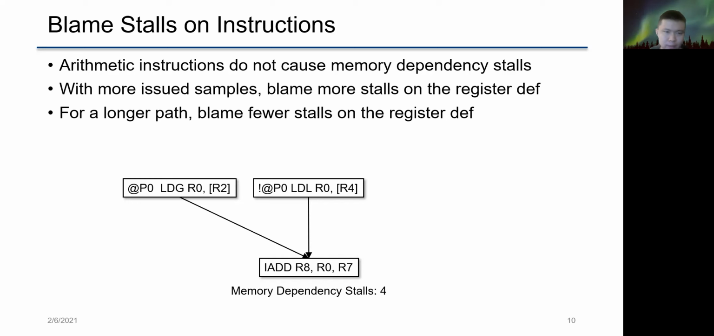The first rule is that with more issued samples, we blame more stalls on the register definition. The second rule is that for a longer path, we blame fewer stalls on the register definition. So in this case, suppose we have the LDG instruction that has 1 instruction sample and its path is 5 instructions. We also have the LDL instruction that has 2 instruction samples and its path is 10 instructions. Then essentially we can apportion the same number of instruction samples on each path.